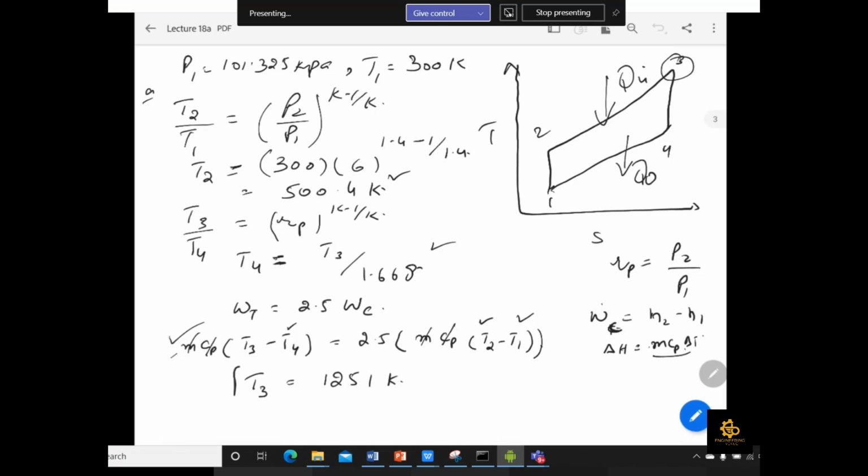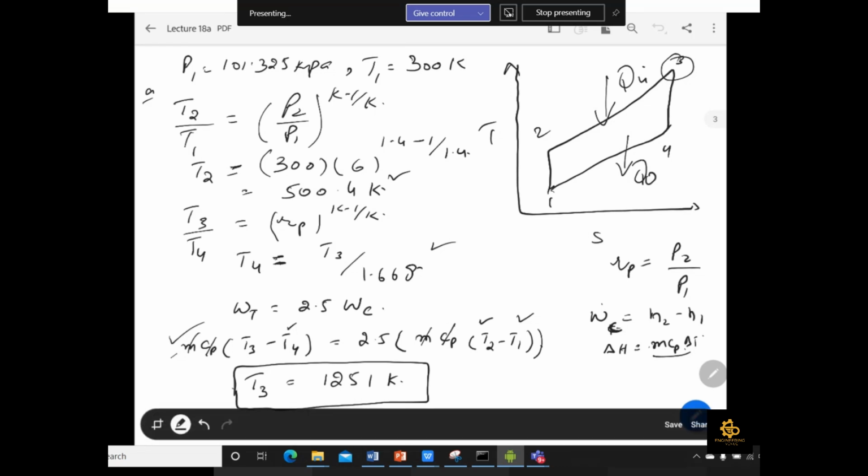You have to solve this by yourself. This is part A, where we have to find the maximum temperature for the Brayton cycle. If you have any questions, you can ask me, and you have to note down the solution. Then we'll move towards part B.